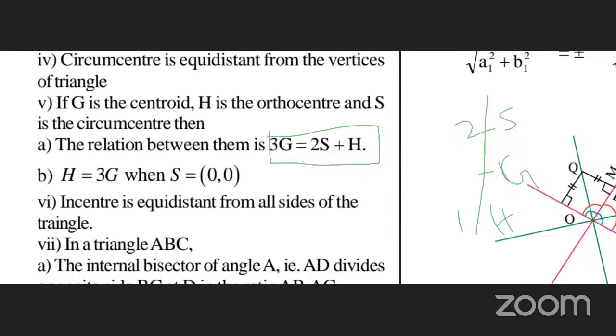If the circumcenter of the triangle is at the origin, then we know that 3G is equal to 3 into 0 plus H. That will be 3G is equal to H. Therefore, my orthocenter is equal to 3G.